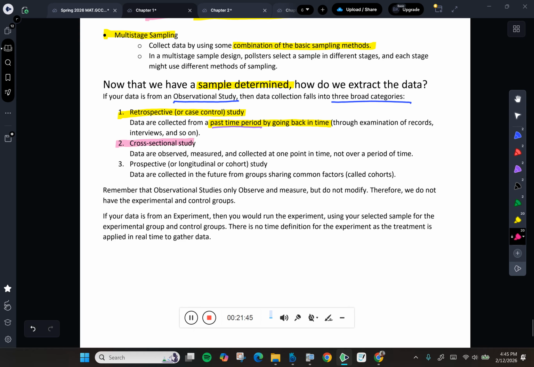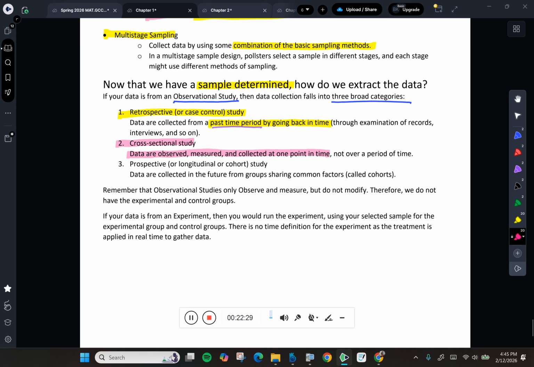A cross-sectional study is when you measure data at one single point in time, not over a period of time, not going necessarily into the past or into the future, but pick one point in time. So it's not longitudinal. It isn't over a period of time. It's at one point in time. So if I wanted to do a cross-sectional observational study on what color backpacks students carry at Glendale Community College, I could go out and stand in the middle of the quad, and as students walk past me, I would observe what color backpack they had.